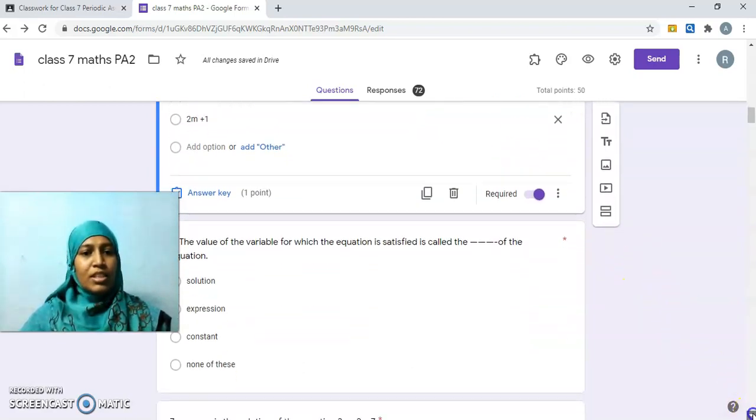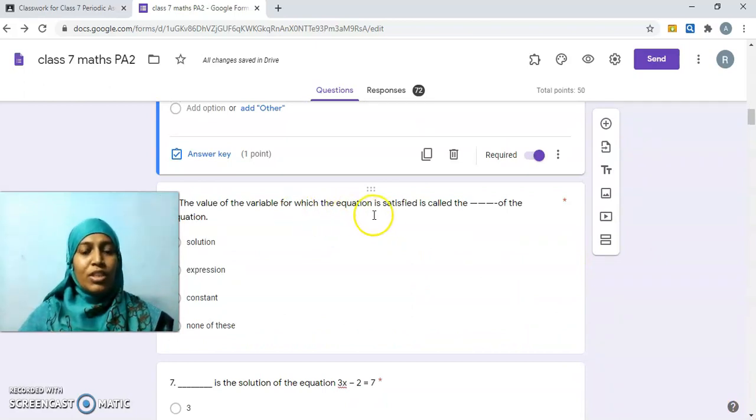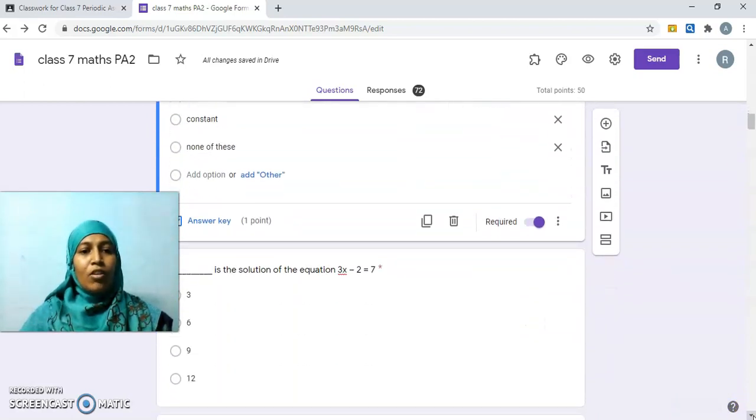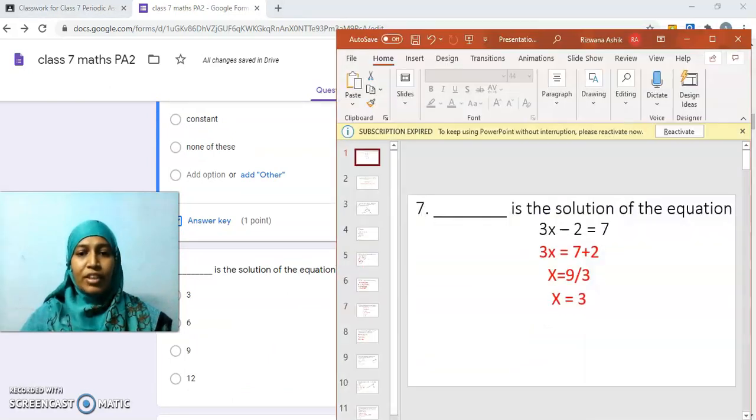The next question is, the value of the variable for which the equation is satisfied. Which satisfies the equation? Yes, the solution will satisfy the equation. All these things are very simple. Now, when it comes to the 7th question, you have to transpose and find the answer.